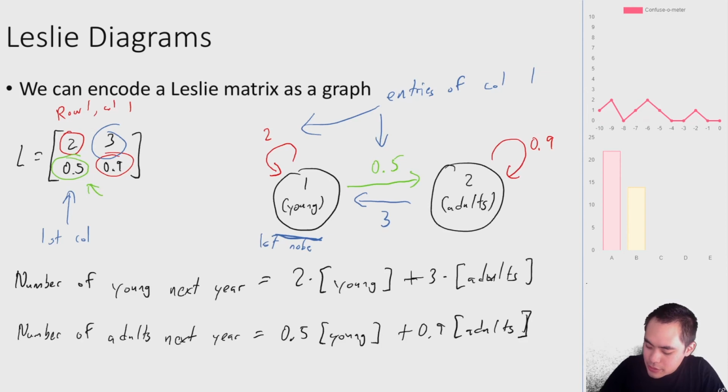This here is row 2, column 1. So you draw an arrow from 1 to 2. And that's this arrow here in green, because you draw an arrow from 1 to 2, and it goes from column 1 to row 2.